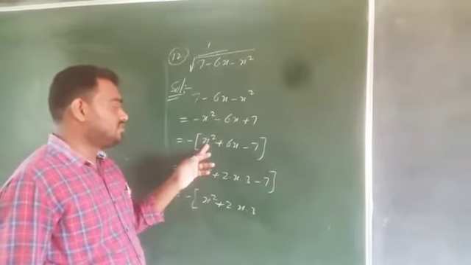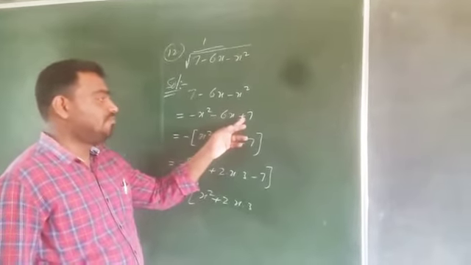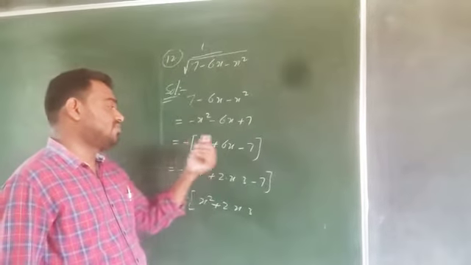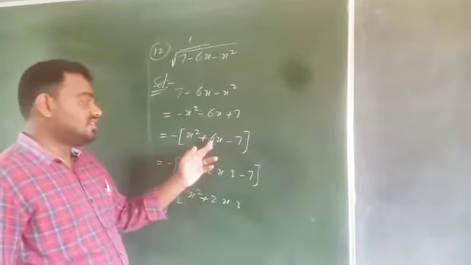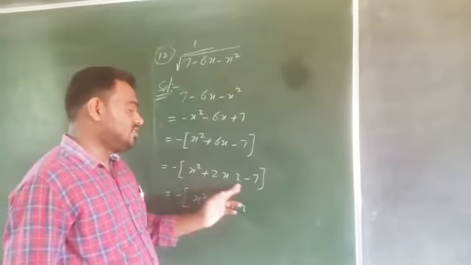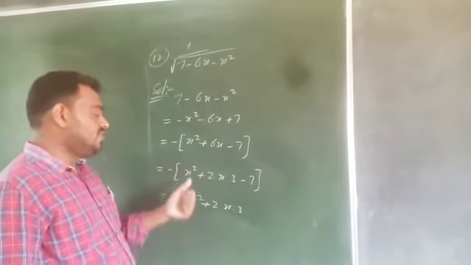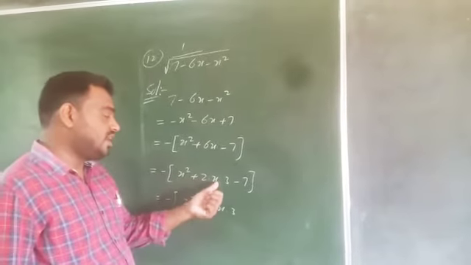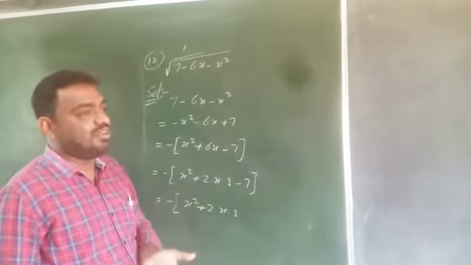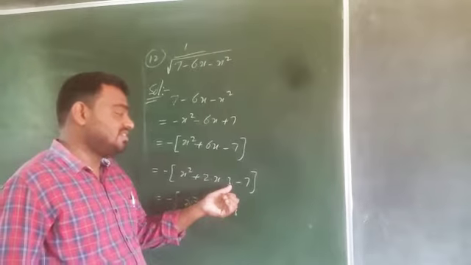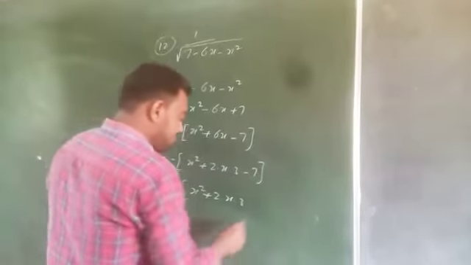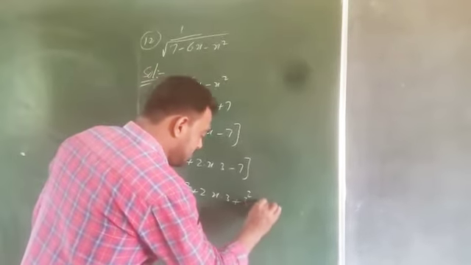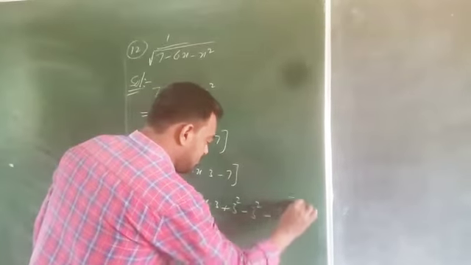So that is x square plus 6x minus 7, since I have taken minus common. So this is x square as it is, 6x I write as 2 into x into 3, minus 7. It is in the form of a square plus 2ab, and the b square term is missing. So what is the b square? 3 square. So adding and subtracting 3 square, that is plus 3 square minus 3 square minus 7.